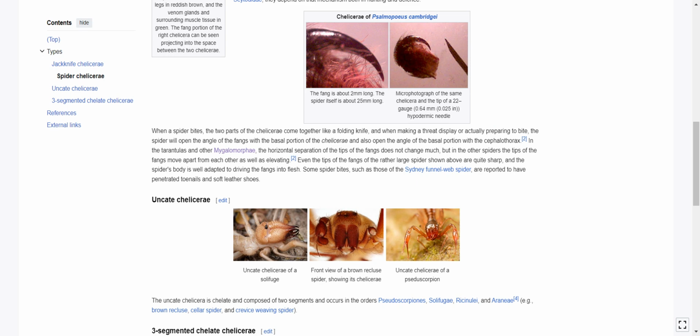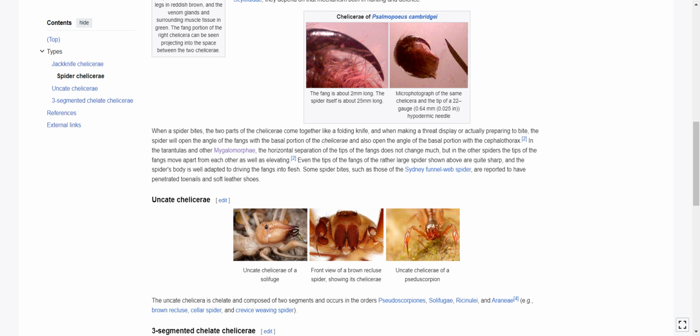In the tarantulas and other megalomorphae, the horizontal separation of the tips of the fangs does not change much, but in the other spiders, the tips of the fangs move apart from each other as well as elevating. Even the tips of the fangs of the rather large spider shown above are quite sharp, and the spider's body is well adapted to driving the fangs into flesh.